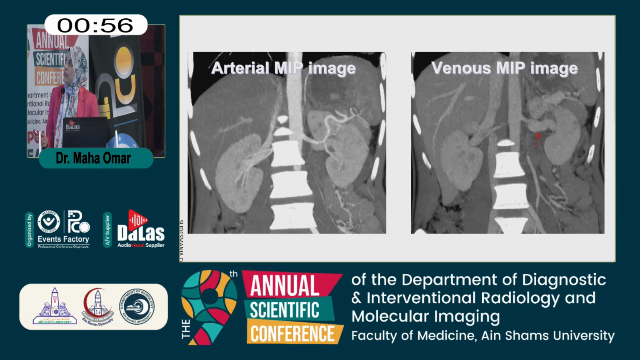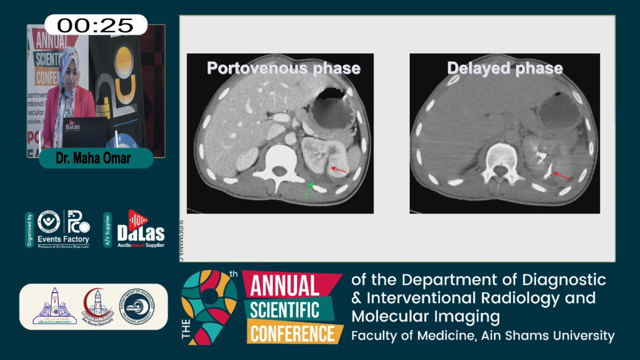This is an arterial MIP image of the left renal artery, which is essential to look for in the imaging setting of renal trauma. We should examine the arteries and veins carefully for any evidence of arterial or venous injury. Here, the left renal artery is intact, no signs of extravasation or injury. The same here, this is the left renal vein, and this is a coronal MIP image of the venous phase. This is the portovenous phase, and this is the delayed phase.